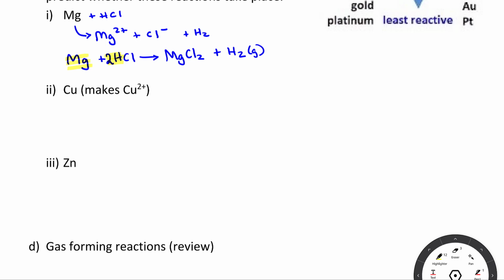I'll come back and do the copper, and we'll do a prediction, and then we'll come back and do the zinc, and we'll do a prediction. So go ahead and try to predict what the products for the single replacement of copper with hydrochloric acid will be. Now, I do want to point out that copper could make copper 2 plus or copper 1 plus, and we're going to assume that it makes copper 2. This is going to be copper plus HCl. And go ahead and pause and try to write it out.